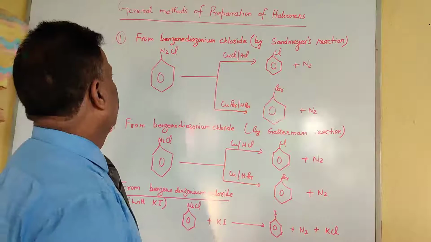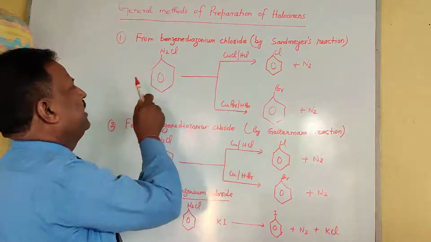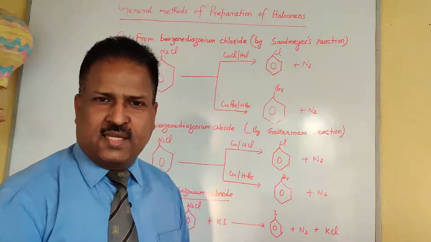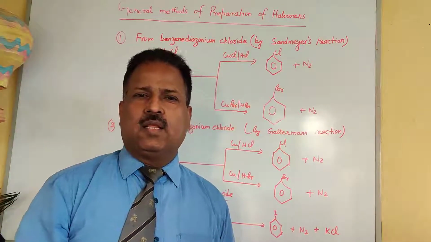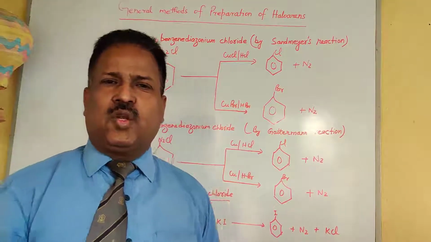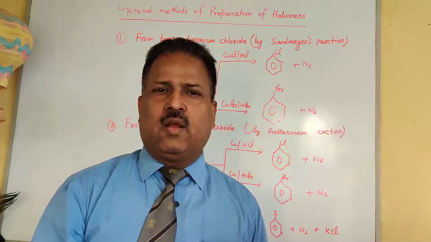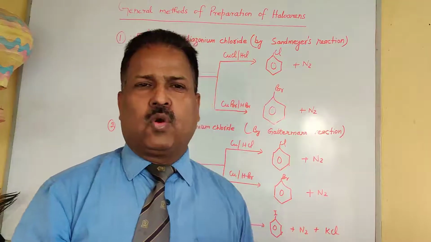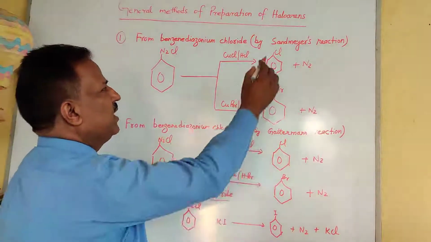See here, general methods of preparation of haloarene. First is from benzene diazonium chloride by Sandmeyer's reaction. Sandmeyer reaction is a very important reaction. In this, benzene diazonium chloride is treated with CuCl by HCl or CuBr by HBr to form chlorobenzene or bromobenzene, and both are Sandmeyer reactions.